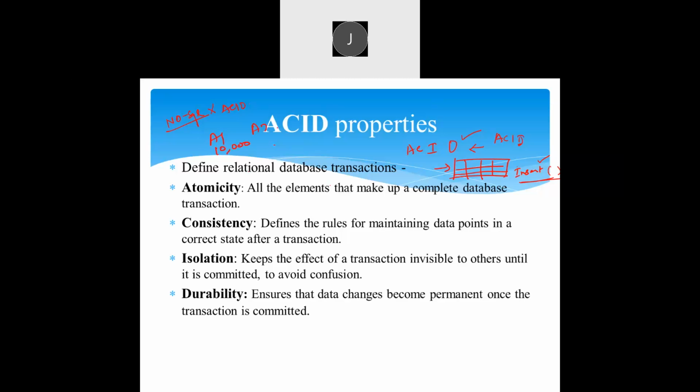And 10,000 transferring to the other account, till the complete transaction is finished, this is what we call atomicity. It means the whole thing will be completed. If I insert any data into a database, the complete information will be stored in your database, like insertion of employee name, employee ID, everything will be complete. That is what they call atomicity.